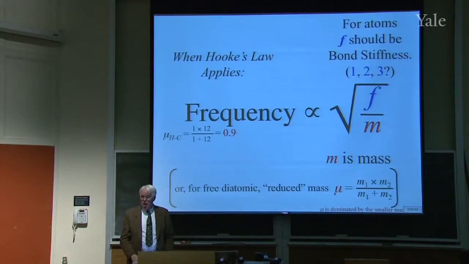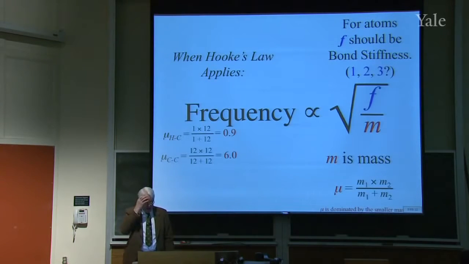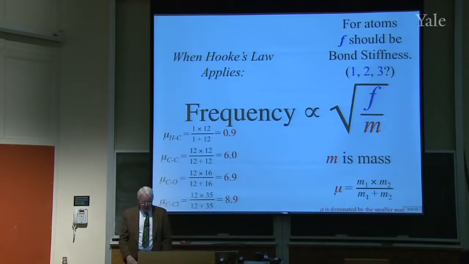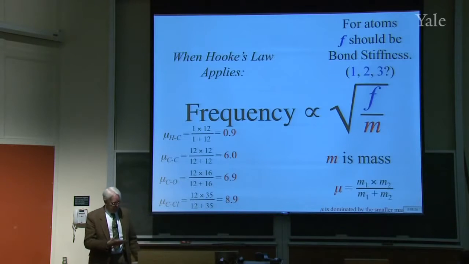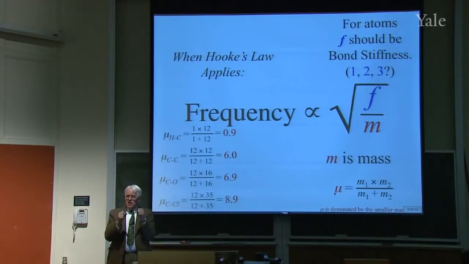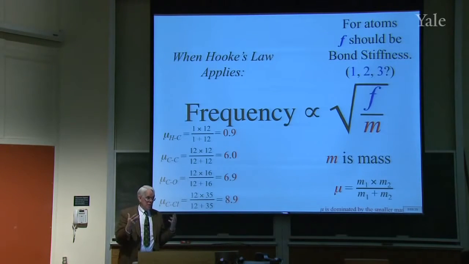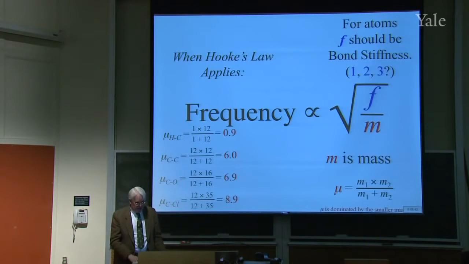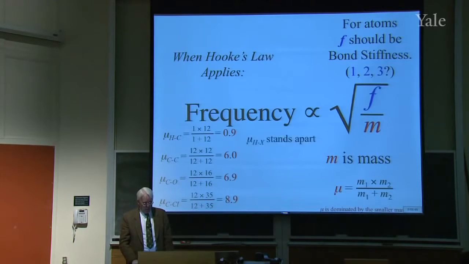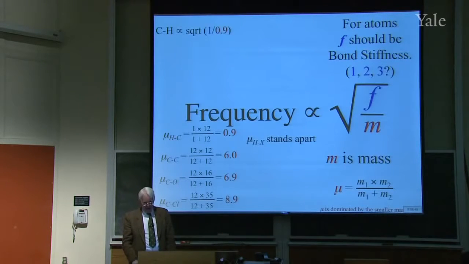For example, for hydrogen and carbon that we're vibrating, it would be 1 times 12 over 1 plus 12, almost 1, right? The 12s almost cancel. If it's carbon-carbon, then it's going to be half of carbon, 6. If it's carbon-oxygen, it's going to be 6.9. If it's carbon-chlorine, it's 8.9. So even when it gets much heavier, it doesn't make much difference. It's mostly pretty much like other carbon bonds. So what that means is that bonds involving hydrogen have really, really different frequencies from those not involving hydrogen, because it's so much lighter, 1 to 6 here or more. So it stands apart, the mass of hydrogen.